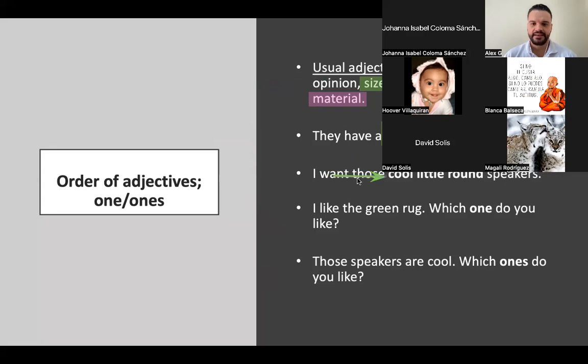Opinion can be anything like cool. So when we say cool, this is an opinion, okay? If we say pretty, beautiful, amazing, this is an opinion, okay? So when we have something like this, it is cool, okay? Any questions, any problems?